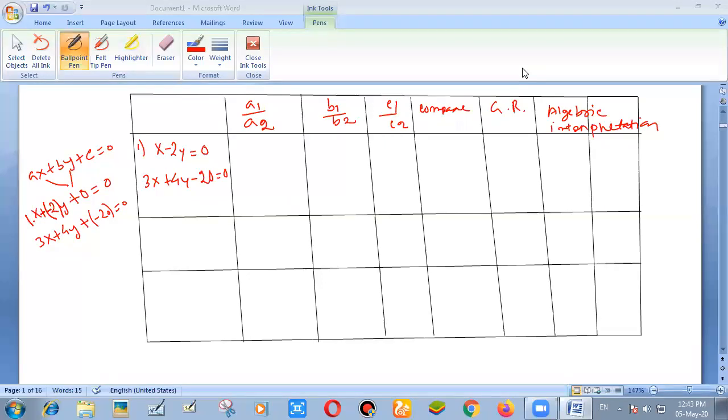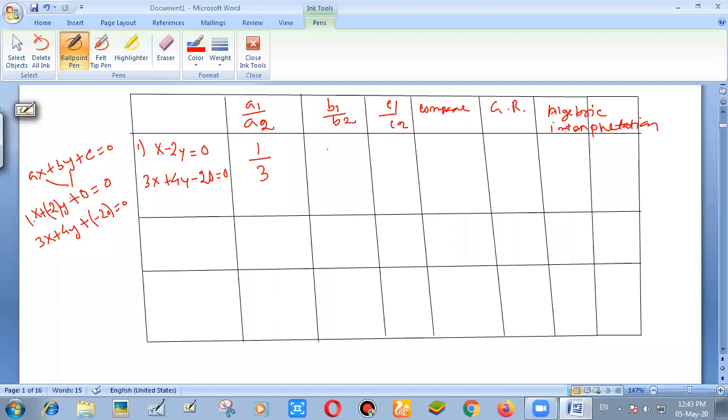Yes. Okay. Now see, what will be the value of A1 here? A1 means the coefficient of x in the first equation. So what will the value of A1 here? 1. So it means the ratio will be 1. Then what will the value of A2? Dipjyoti, what will be the value of A2? A2 is the coefficient of x in the second equation, so 3. So 1 by 3. Now tell me, B1 and B2.